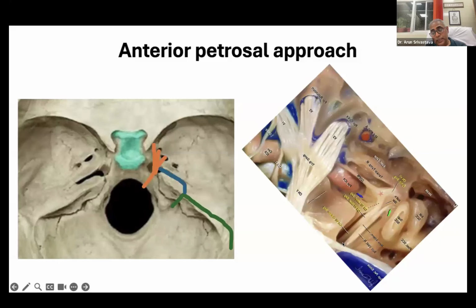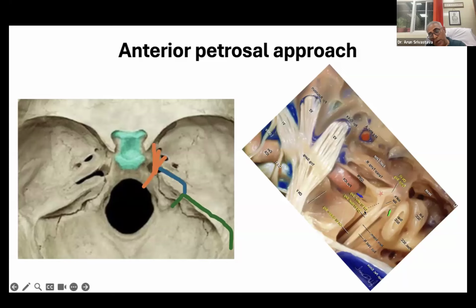This is just a rotated image. As I said, this is the internal acoustic meatus. Now this is the surgical image. What we get when we take a right-sided patient, malar up, rotated maybe 45 degrees to the opposite side, and we have performed a right frontotemporal craniotomy. We have retracted the temporal dura for complete drilling. You will see this is our bone of interest.